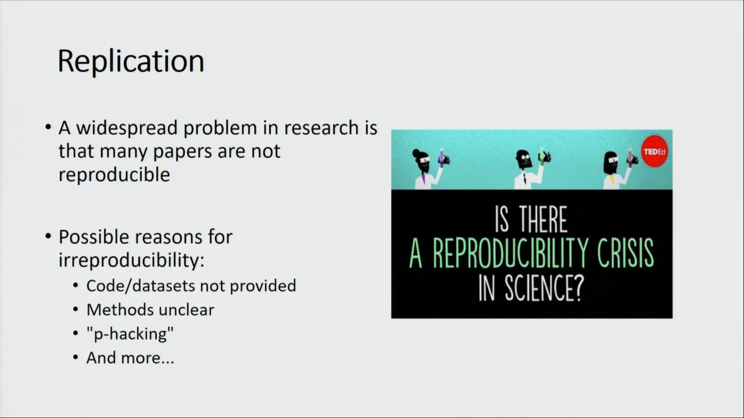A huge problem in research is that many papers are not reproducible. There are many reasons why a paper cannot be reproduced. For example, the code or data sets are not provided by the author, which means you're not guaranteed to be working with the same data. The methods could be unclear or difficult to parse through, which means you don't know exactly what to do with the data. And there could be p-hacking present, which is when a researcher, either by accident or on purpose, does questionable things to his or her data to achieve a significant result to report.